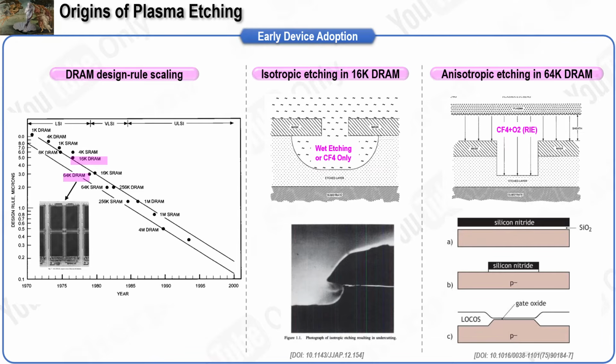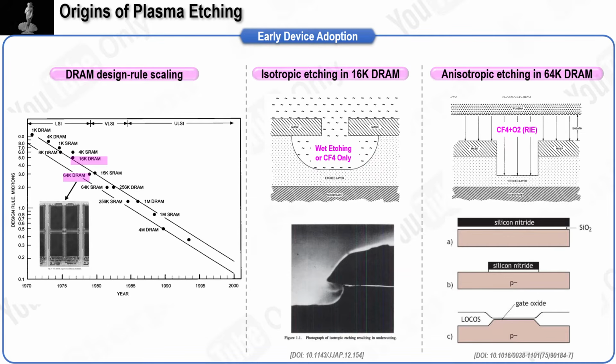The breakthrough for profile control was reactive ion etching. For the 64 kilobit generation, contact holes and other features were etched with carbon tetrafluoride mixed with oxygen under bias in parallel plate reactors. Directional ions cleared the bottom while a thin passivation held the sidewall. Printed width was preserved and the etch landed cleanly on the stop layer.